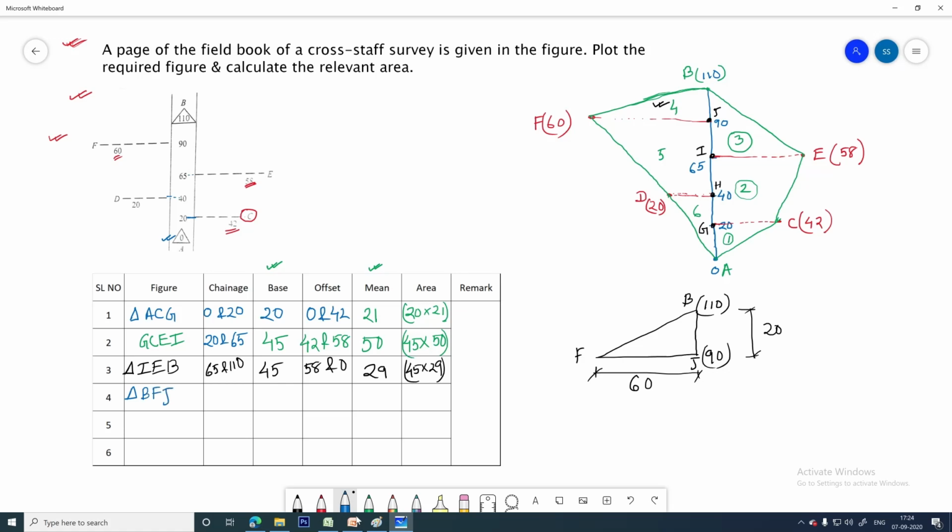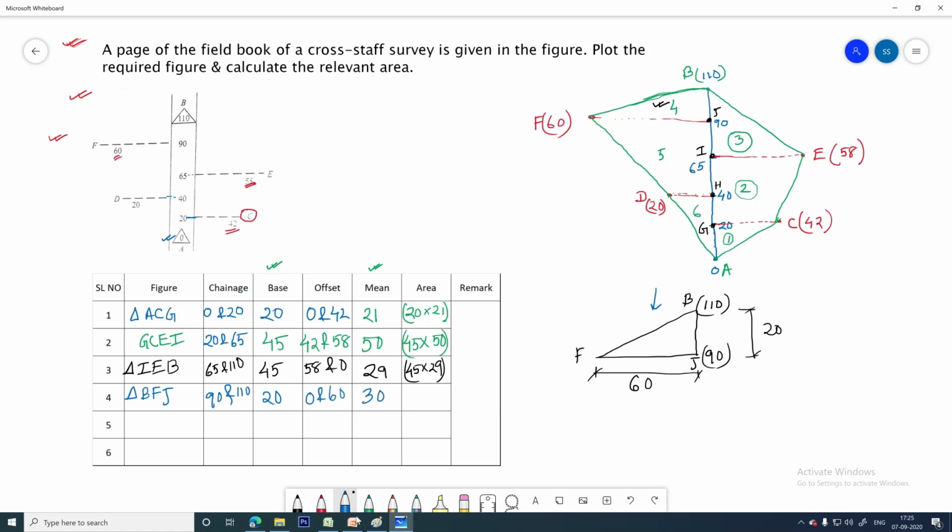what we can write? That the chain edges here are 90 and 110, right? And what is the base distance? That is 20, and the offset values, when you see from this side, first is 0 and second one is 60. So 0 and 60. And what is the mean value? Mean of 0 plus 60 is definitely 30. So you can write over here 30.